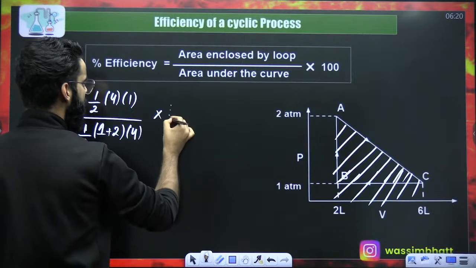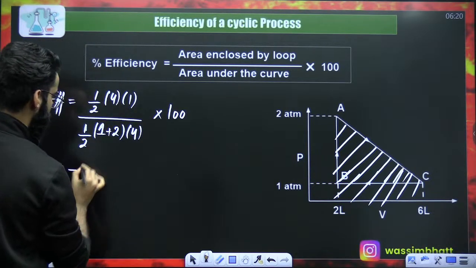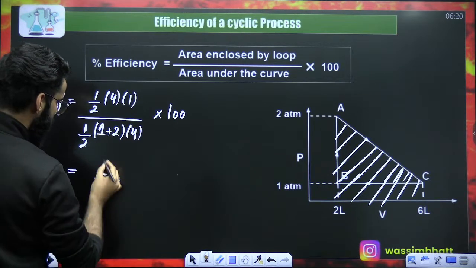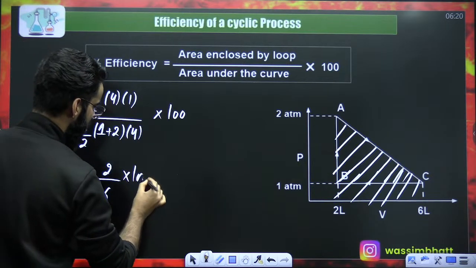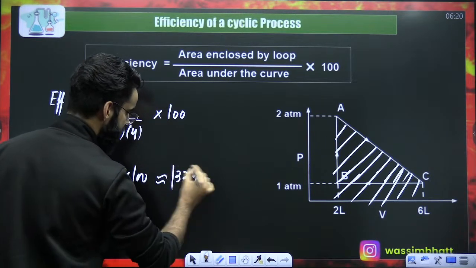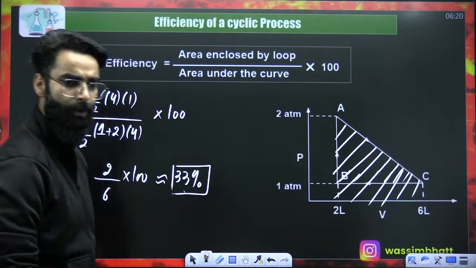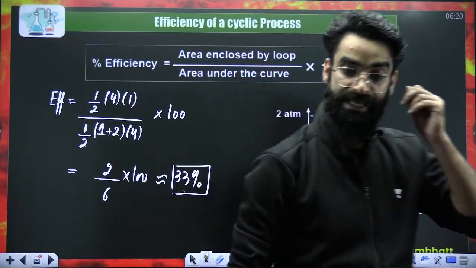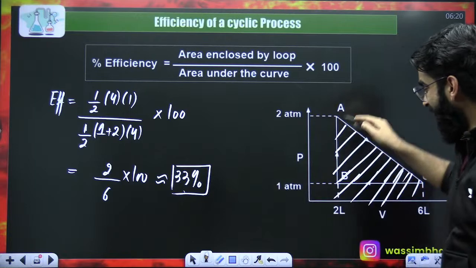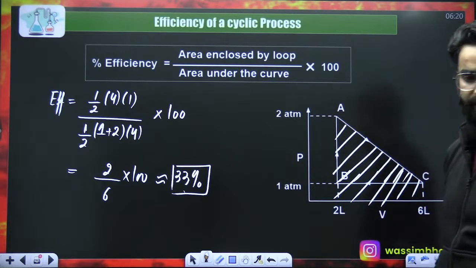Perfect. And at the end, you need to multiply it with 100. So numerator comes out to be 2. Denominator is 2 plus 1, 3, 3 into 4, 12. 12 by 2 is 6. So 2 by 6 multiplied by 100. So efficiency of the cyclic process will be approximately 33%. Right? So this is basically how you calculate the efficiency of the cyclic process: area enclosed by the loop divided by area under the curve multiplied by 100.